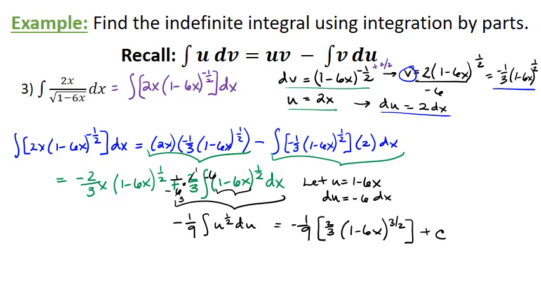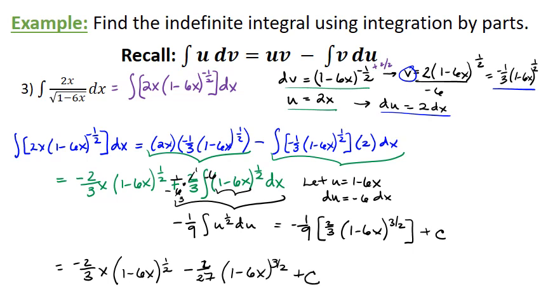Okay, so let's simplify this now. We can multiply this to get negative 2 over 27, I believe, times this. There are a couple different ways you can write this. You can write this as a radical. A couple different ways are fine. So here is the final answer.